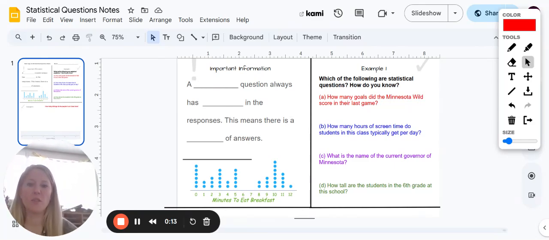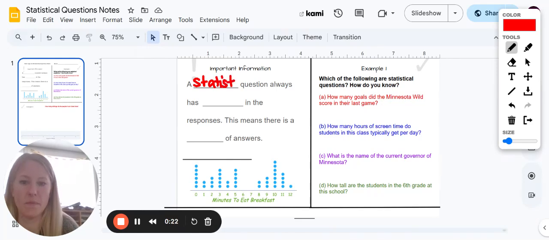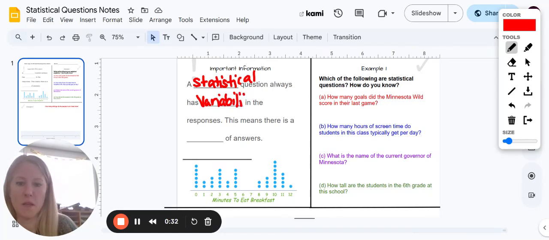So a statistical question always has variability in the responses. And what that means is it can have multiple different responses if you're asking different people. So this means there is a variety of answers.